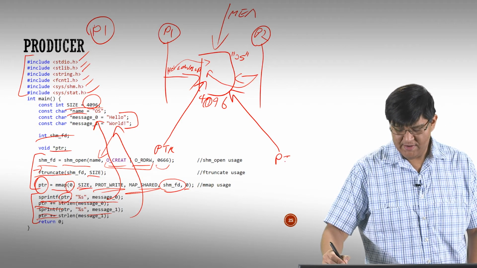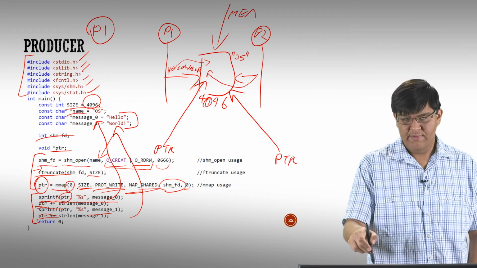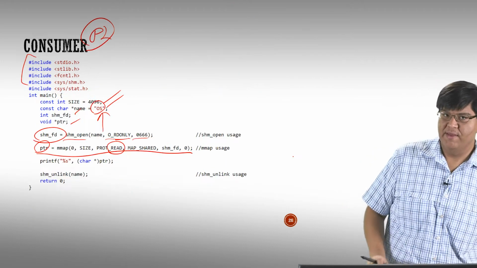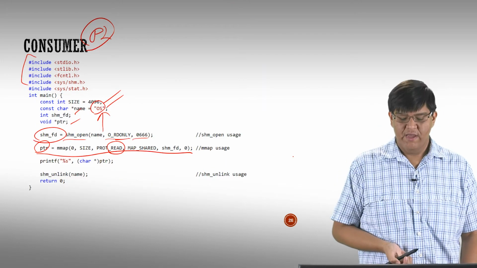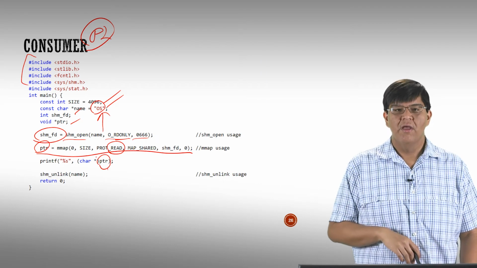It's a kind of a new PTR, right? This is a PTR under the second process. And it's again going to be a pointer to some place in shared memory, to the beginning of that shared memory space. Once I have that, I do a printf, reading from PTR. So I'm going to print out this data, whatever is there.